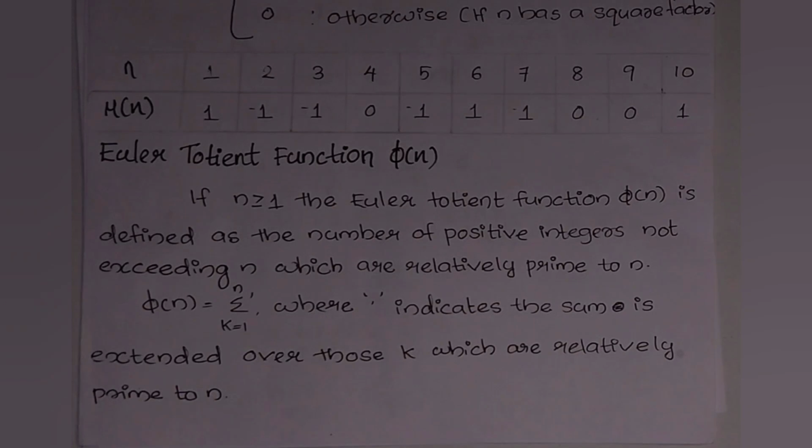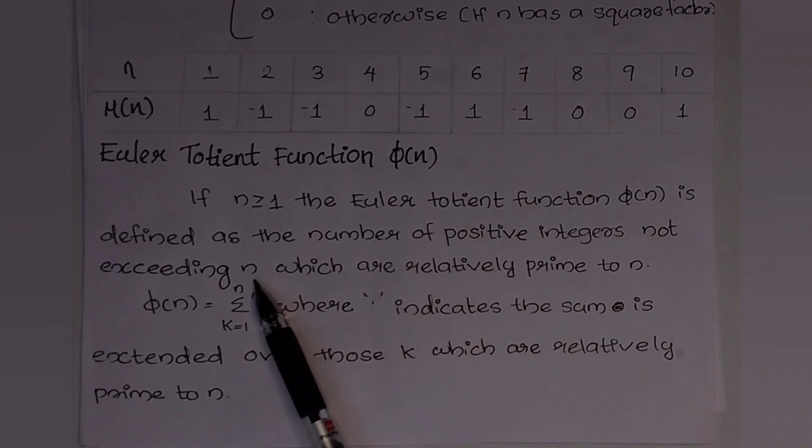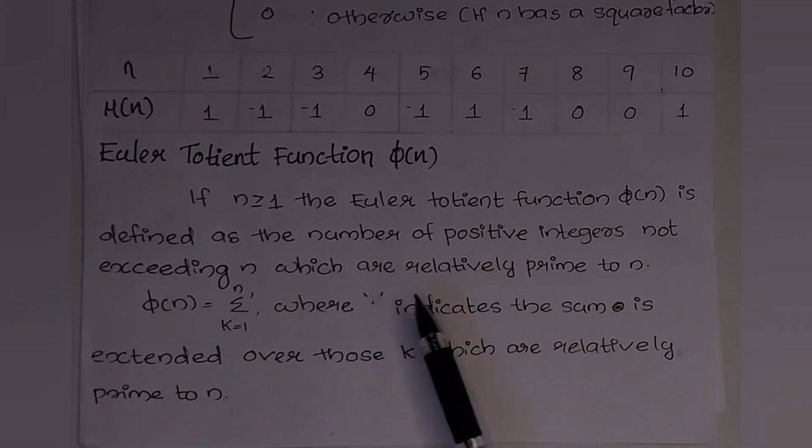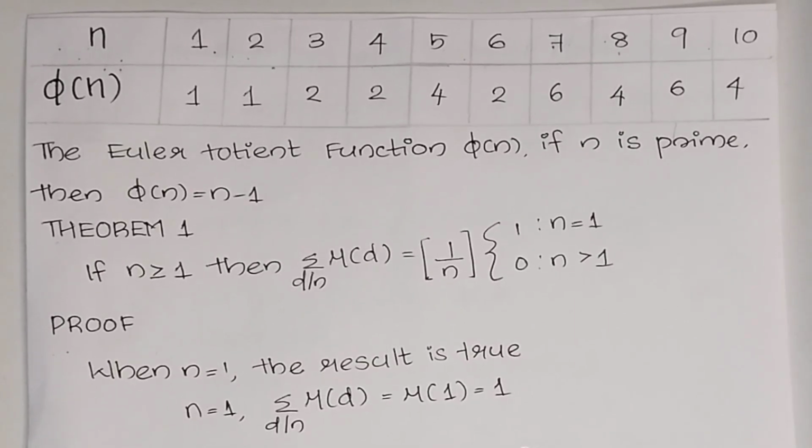And now let's look at the Euler Totient function, which is denoted by phi of n. This function gives the number of positive integers less than or equal to n that are relatively prime to n. There is a formula: phi of n is equal to the summation over k equal to 1 to n, where the prime on the summation symbol indicates the sum is extended over those k which are relatively prime to n. For the Euler Totient function phi of n, if n is a prime, then phi of n can be written as n minus 1.